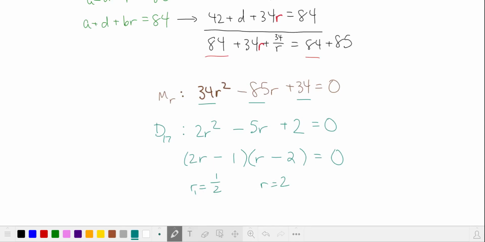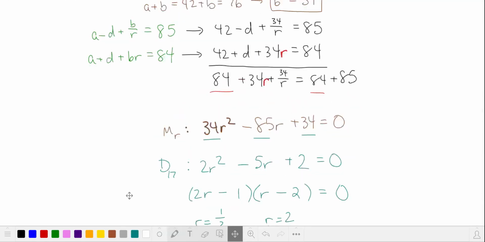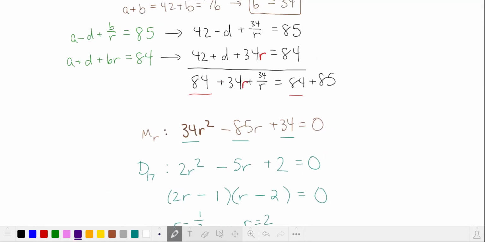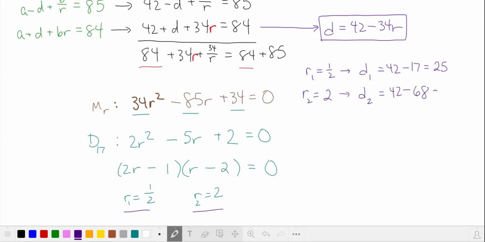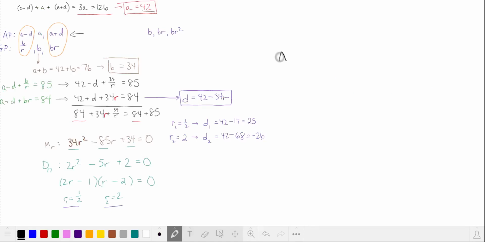Let's call these r1 and r2. Find our equation that allows us to solve for d. This second one looks like a good candidate. Solving for d in terms of r, we get this equation. We're going to get two different values of d depending on which value of r we try. So let's substitute r1, and we'll call this d1. 34 times 1/2 is 17, so d1 is 25. If instead we substitute our value for r2, we'll call this d2, and we get negative 26. Let's write out our two arithmetic and geometric progressions.